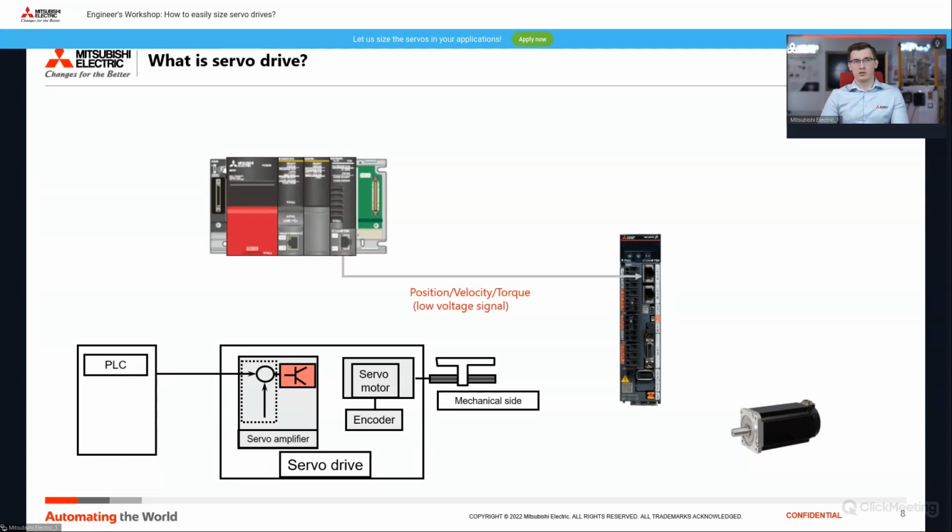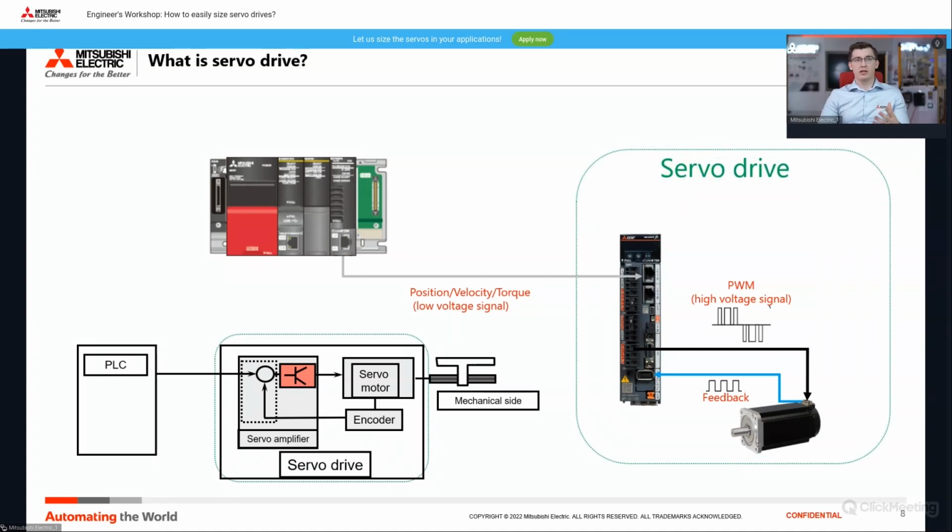So this is the low voltage signal. This signal later is interpreted by the servo amplifier, and by the PWM signal, it commands the motor, for example, to change the position, to change the speed. And then we have the feedback from the encoder, so we know we are in this exact position. So let's say that in typical servo drives, we want to achieve position B.